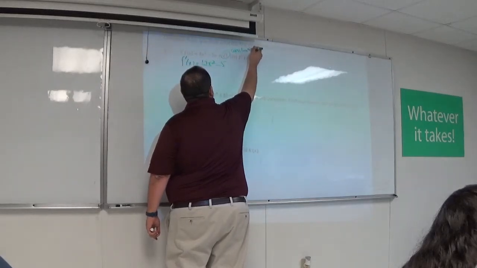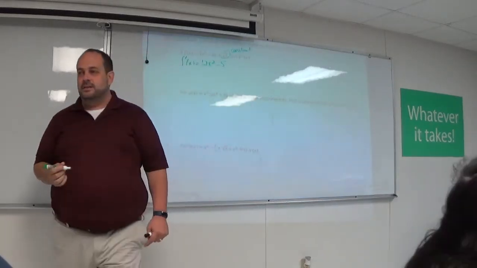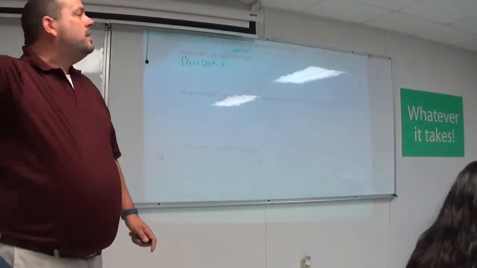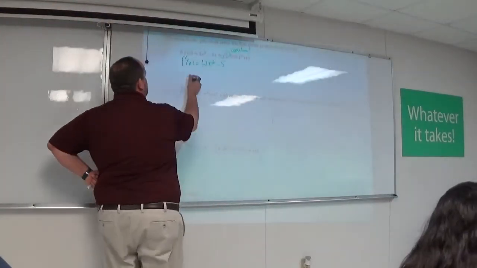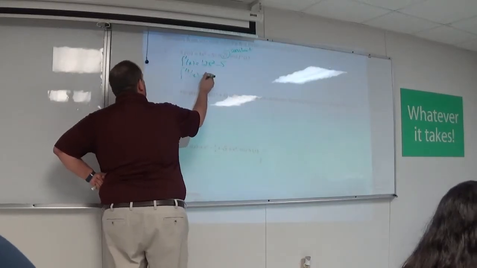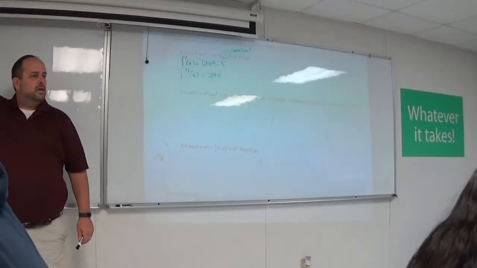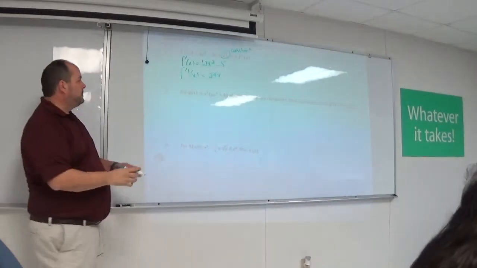It's a constant, and the derivative of a constant is? 0. The derivative of a constant is 0. F double prime of x is equal to 24x. How many of you guys get that one right? Good. Good luck in the next one.